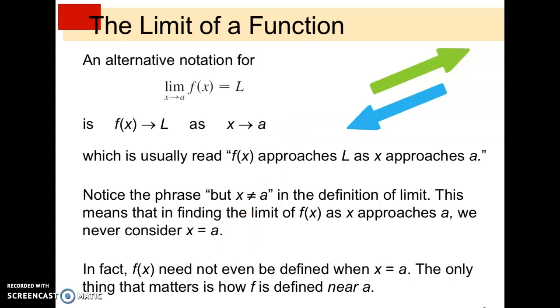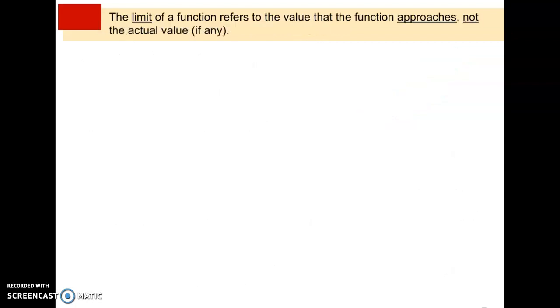Notice the phrase, but x is not equal to a, in the definition of the limit. This means that we're finding the limit as x approaches this number a, but we never have to consider the actual value at x equals a. In fact, we don't even need to know if it's defined there. The only thing that matters is how it gets close to it, its targeting value. So remember, the limit of a function refers to what the output of the function is approaching, but it does not have to be the actual value, even if there is one.